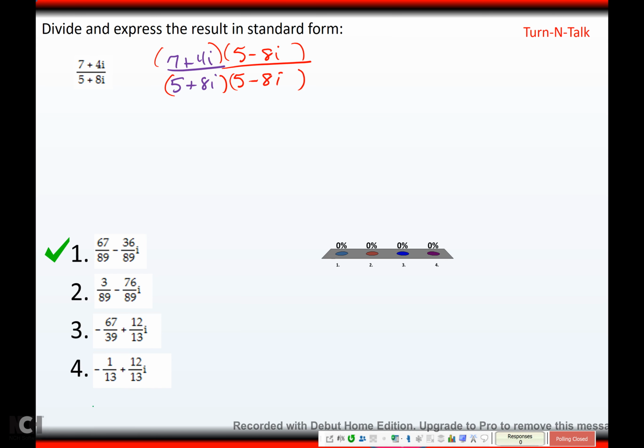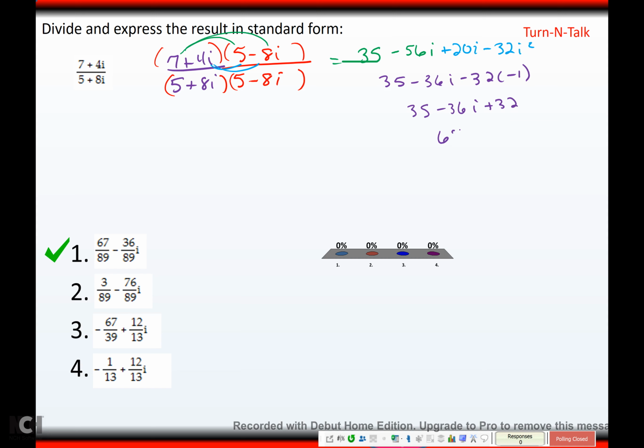Alright, so on top, I have 7 times 5 is 35. 7 times negative 8i is negative 56i. 4i times 5 is positive 20i. 4i times negative 8i is negative 32i squared. If I simplify this, I have 35 minus 36i minus 32 times negative 1. So I get 35 minus 36i plus 32, and that gives me 67 minus 36i on top.